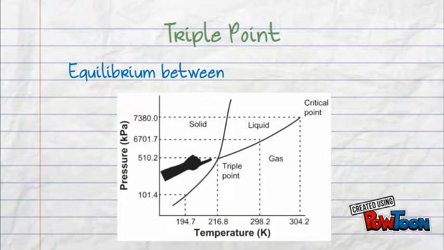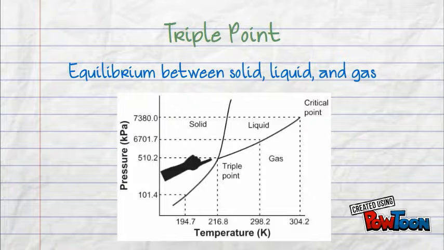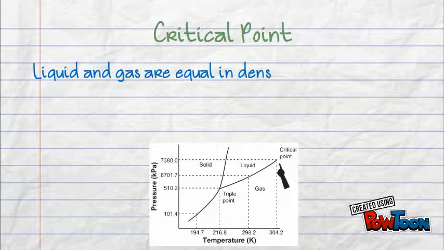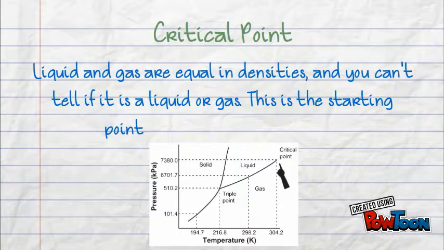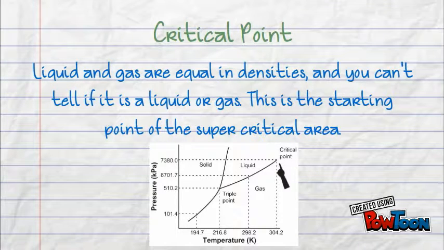The triple point is equilibrium between solid, liquid, and gas, as you can see on the diagram below. The critical point is when liquid and gas are equal in density, and you cannot tell if it is a liquid or a gas. This is the starting point of the supercritical area, which is the region to the right of the critical point.